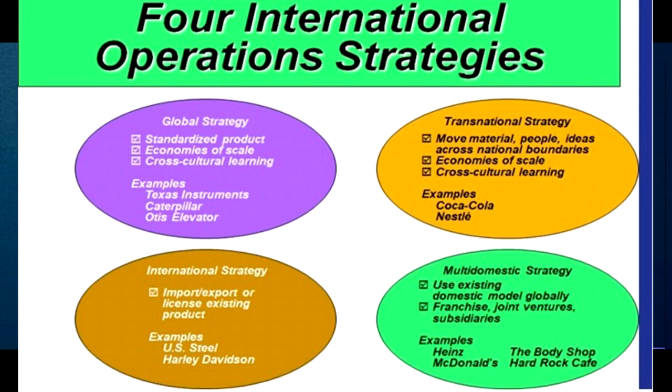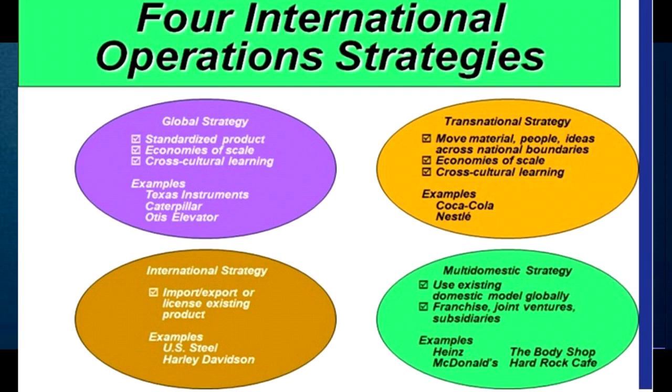Transnational strategy: move material and people, ideas across national boundaries. Economies of scale, cross-cultural learning. For example, if you want to sell some books, if it is written only in Bengali, then no one will buy that. If you want to move a movie and if it is done only in Bengali, it will not move. So you have to dub it in the language that the other provinces will understand. Example, Coca-Cola, Nestle, etc.